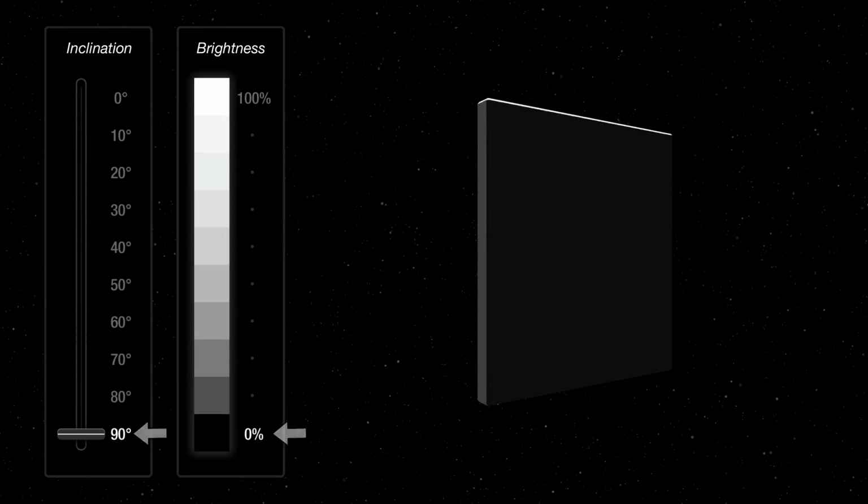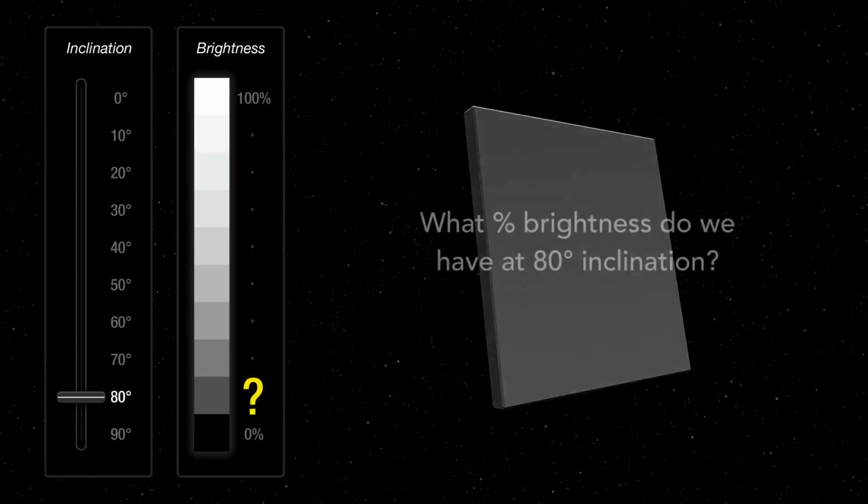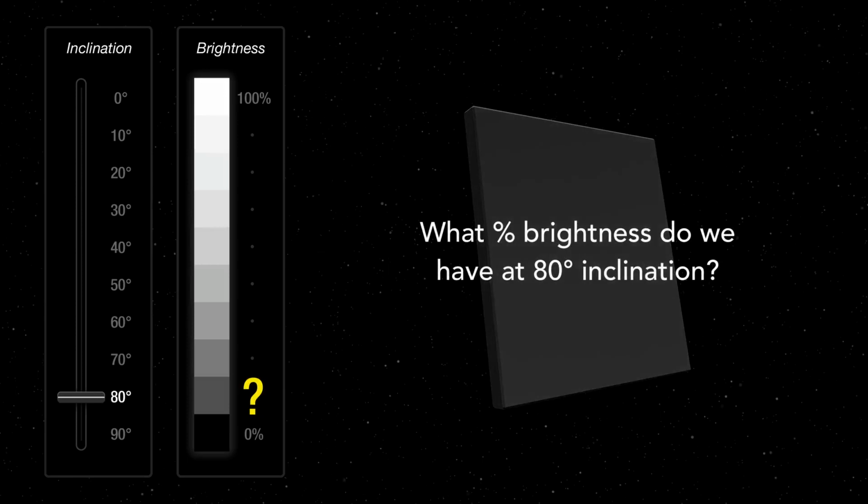My question to you right now is, if we turn this plane back by 10 degrees, so we're at 80 degrees of inclination, how much brightness do we get? It goes from 0 to what? I'll give you a moment to think. Make an estimation and write it down on a piece of paper. You can stop this video if you need more time to think.